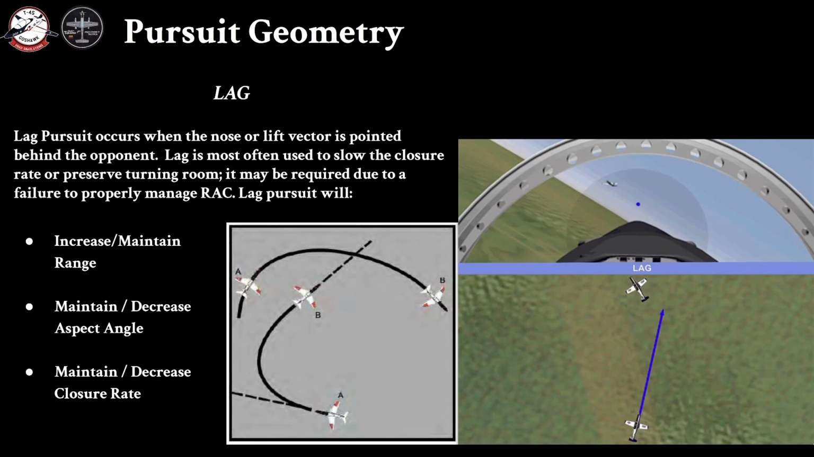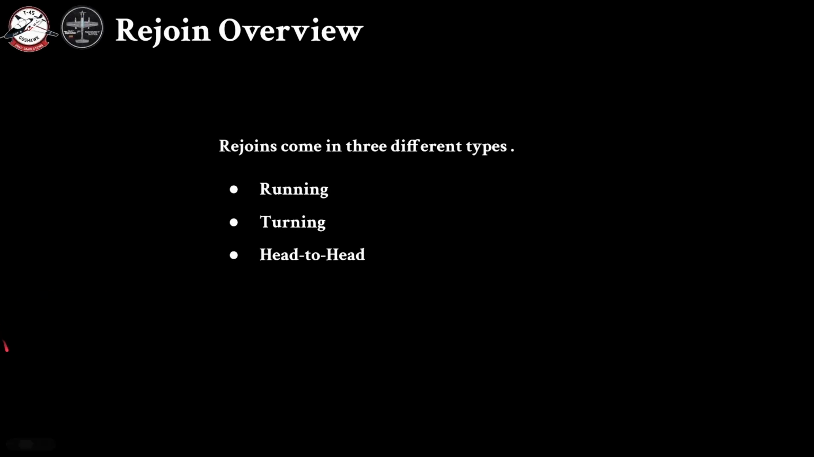Because if we manipulate the thrust, we're using fuel. But if you manipulate geometry, you're not using fuel. It's a lot more fuel efficient. It just takes some forethought and playing with the angles in order to get it to work right. Okay, so rejoins come in three different types.